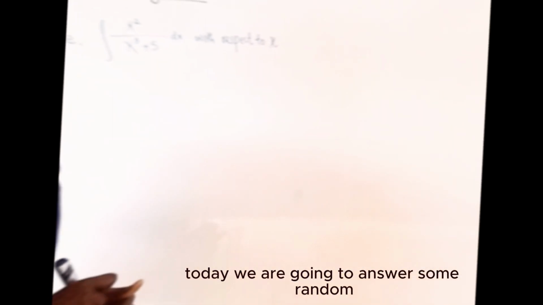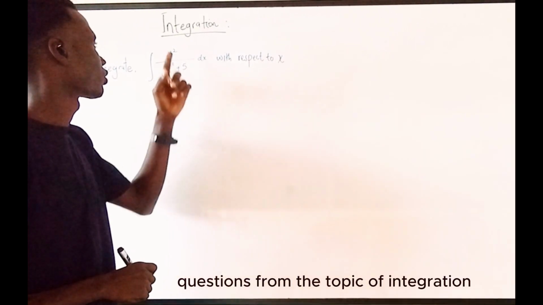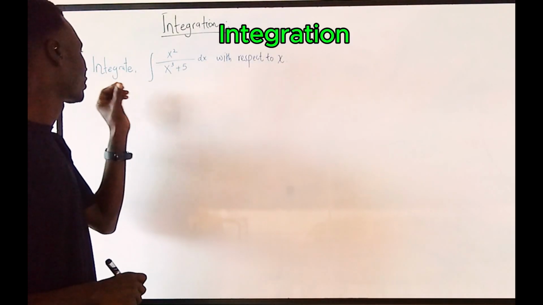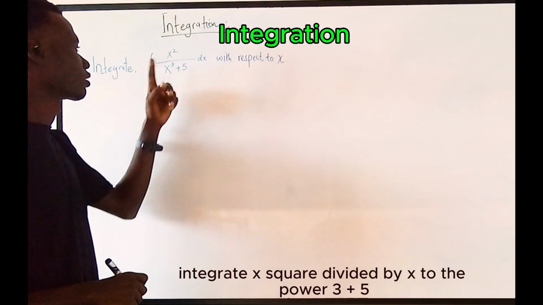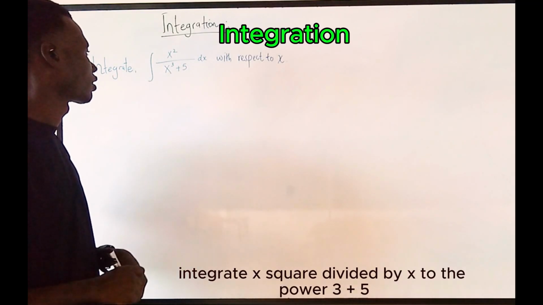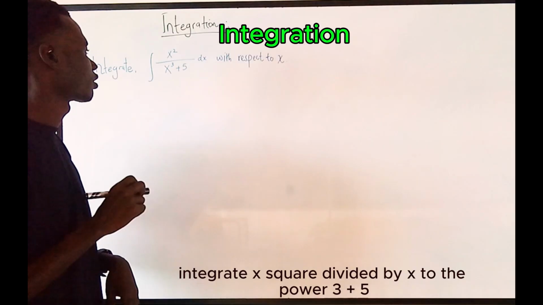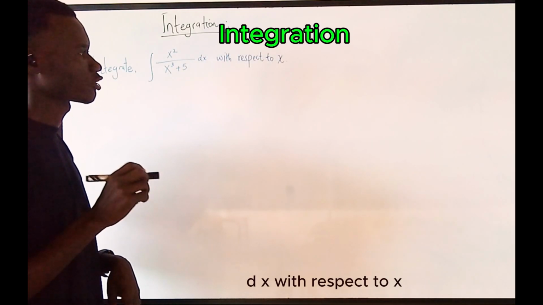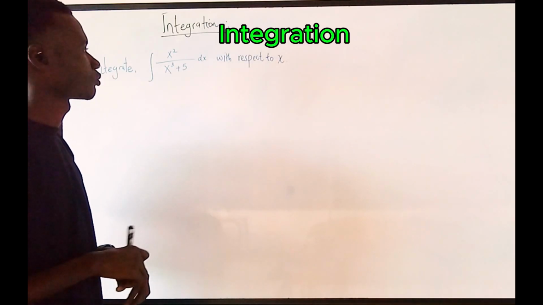Today we're going to answer some random questions from the topic of integration. So the question reads, integrate x squared divided by x to power 3 plus 5 dx with respect to x.